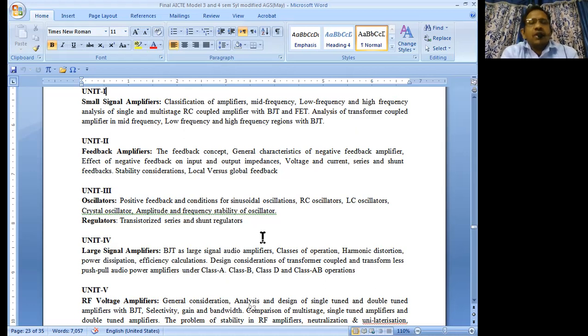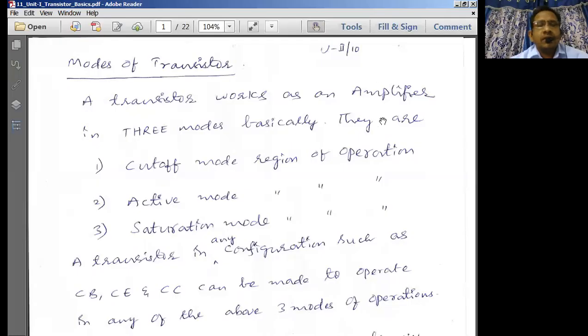Therefore it is primary for us to practice all this analysis. If you really practice the analysis of the amplifiers, then only can you do well in the examination. So from day one onwards, please try to practice the analysis part of the amplifiers. As it is the first session, I just wanted to go with the simple basics of amplifiers now. Now we start with the various modes of transistor.